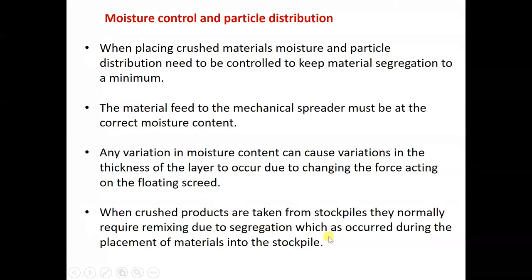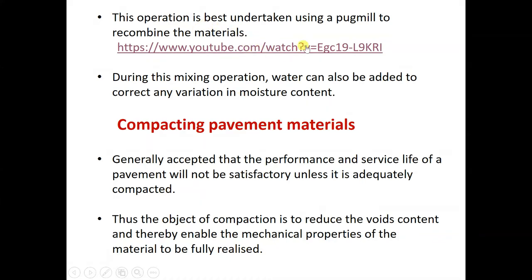When crushed products are taken from stockpile, they normally require remixing due to segregation, which has occurred during the placement of material in the stockpile. So usually when the crushed product is taken from the stockpile, before the placement on the road, it needs to be remixed again. The operation is best undertaken using a pugmill to recombine the material. Because you stockpile it, there is actually some separation, segregation.